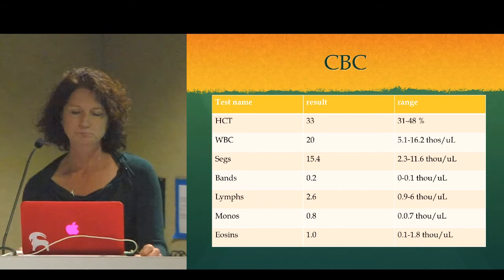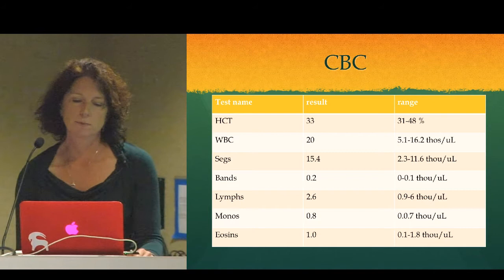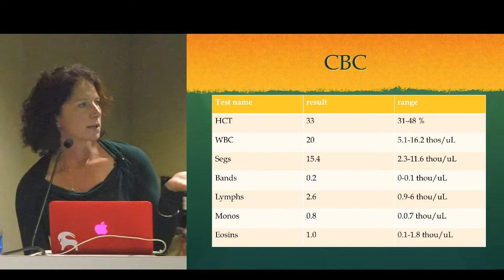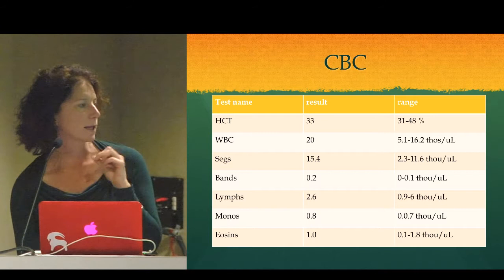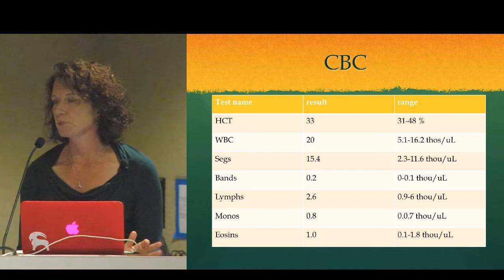We did run blood work, and I will tell you that's because we are connected to the college, so we tend to get a little bit more blood work than most shelters. I only put the abnormalities on here, but do note, hematocrit 33, everything was fine, but white blood cell count was up. That was a combination of SEGS and a little bit of band influence. But note the eosinophils, normal. So eosinophils are normal. White blood cell count is up with neutrophils and bands.